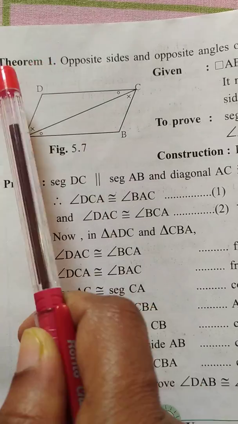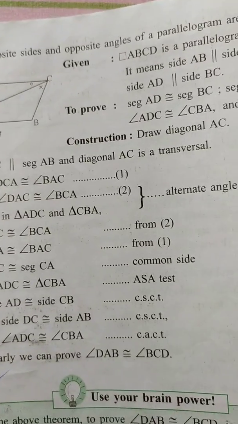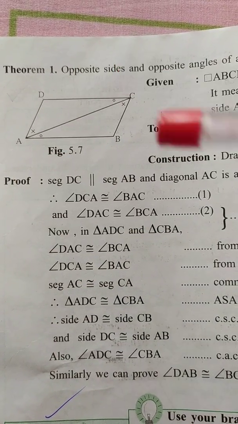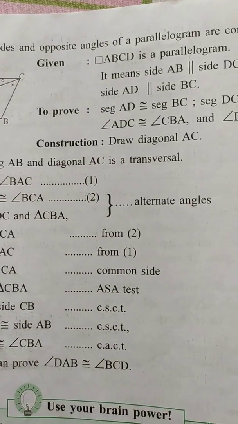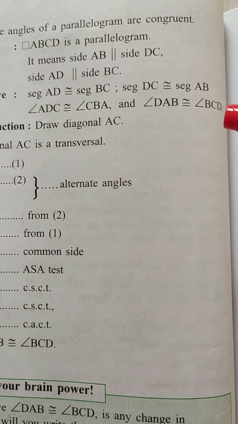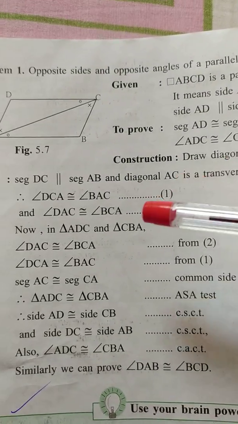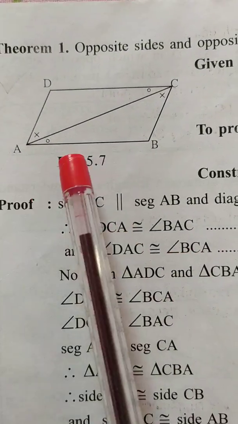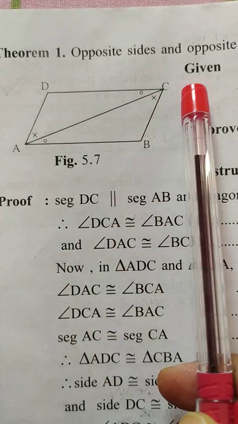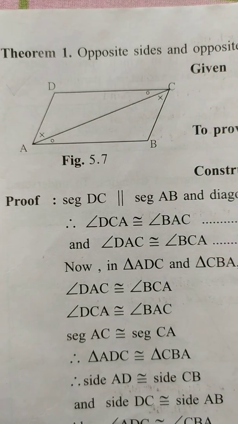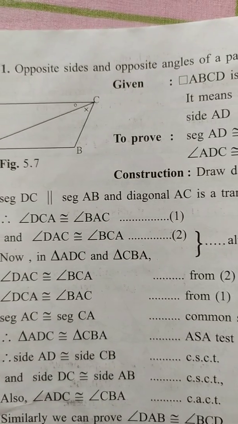Now AB is parallel to DC, and AD is parallel to BC. To prove: segment AD congruent to segment BC and DC congruent to AB. So you have to prove that opposite sides are congruent. Which are the opposite sides? You have AB congruent to DC. Similarly, AD congruent to BC. These are the opposite sides which have to be proved congruent.